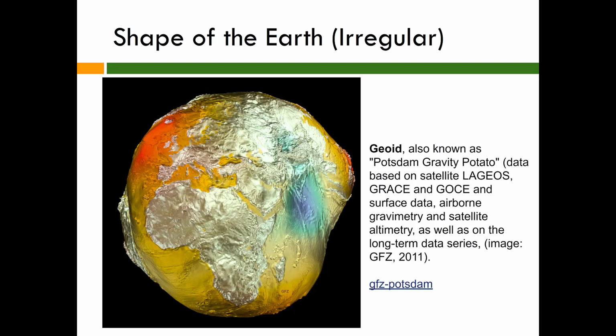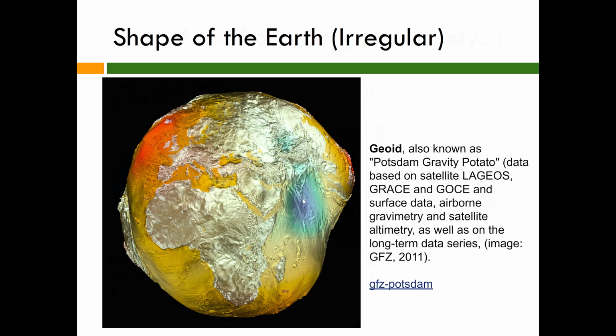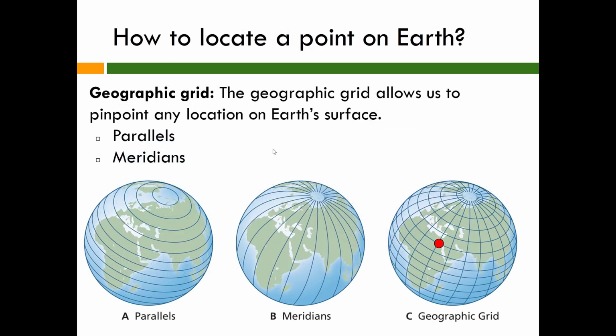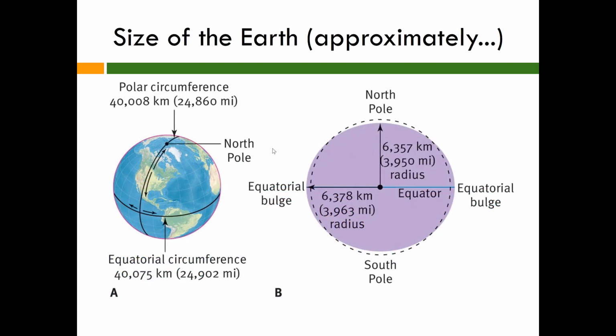You also see that on our ugly potato. You can see the bulge along the equator. So here is the ocean. We're talking about the land masses right here. All right, so then the globe.